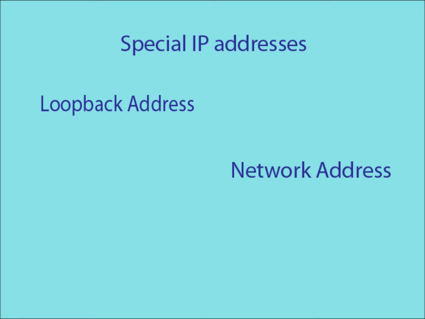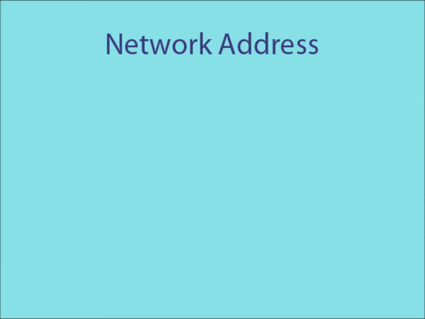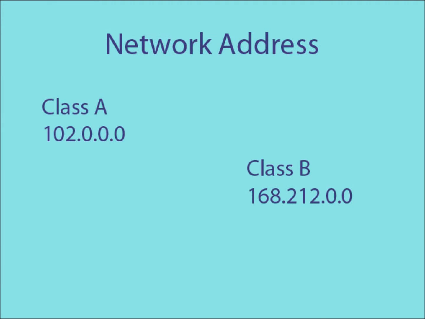The final part of IP addressing is special IP addresses. The 3 special IP addresses are the loopback address, the network address, and the broadcast address. The loopback address is an address of 127.0.0.0, and any data packets sent to this address will be looped directly back to the sender. A network address is an IP address in which all the host IDs have been set to 0. Here are some examples of a Class A, Class B, and Class C network address.